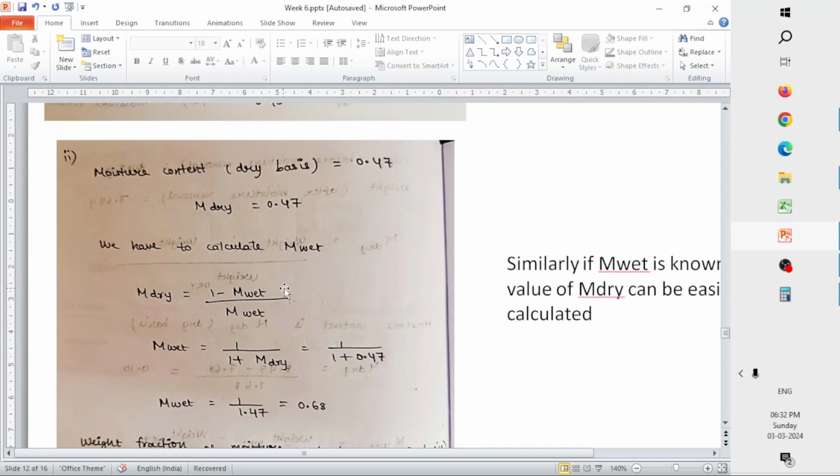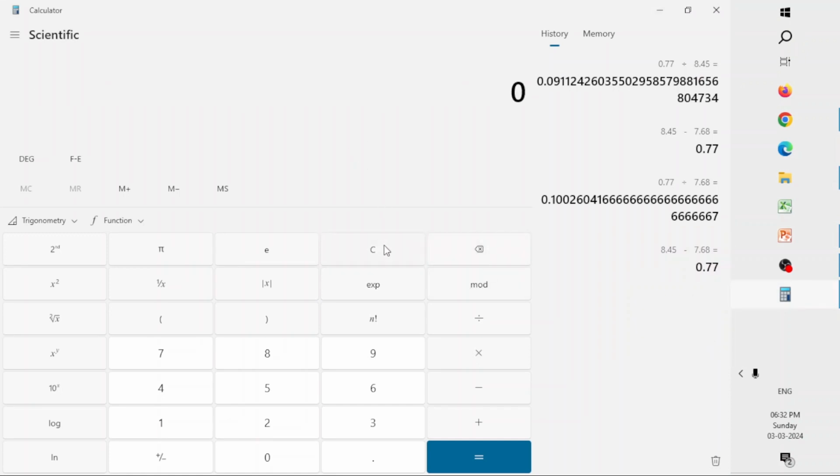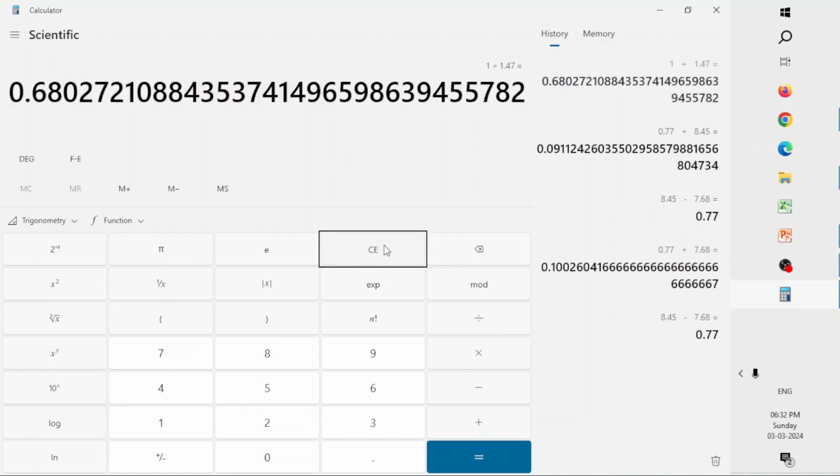Now we have to calculate the weight fraction of the moisture content in the biomass sample on wet basis, so M wet. M dry is nothing but (1 minus M wet) divided by M wet. So if you do the cross, if you express M wet in terms of M dry, M wet will be equal to 1 by (1 plus M dry), and M dry is 0.47. So your M wet, or the weight fraction of the moisture content in your sample on the wet basis, is 1 divided by 1.47, that is 0.68.